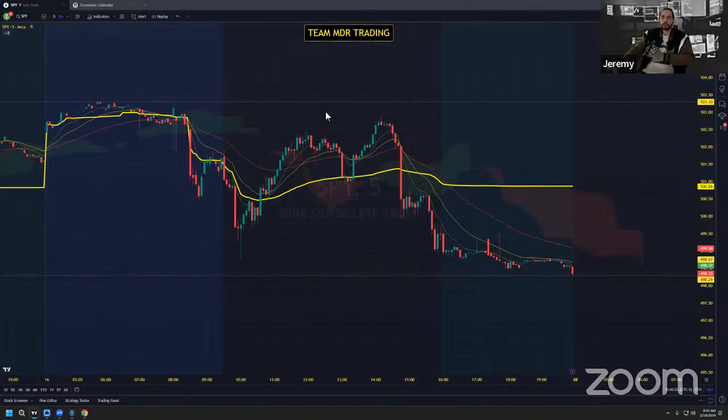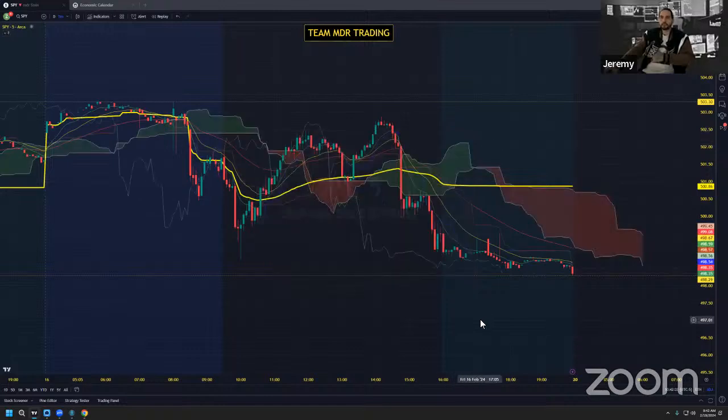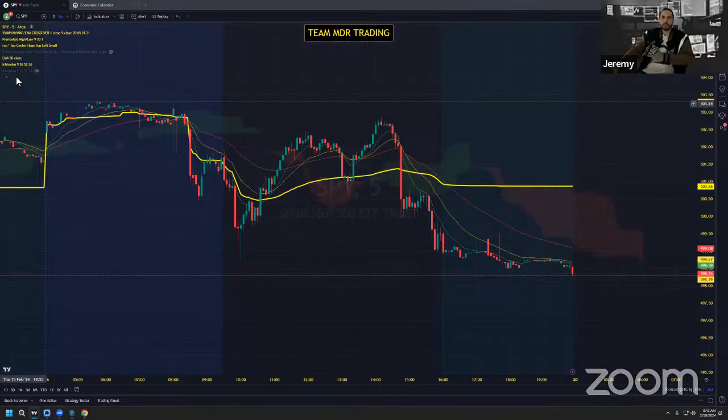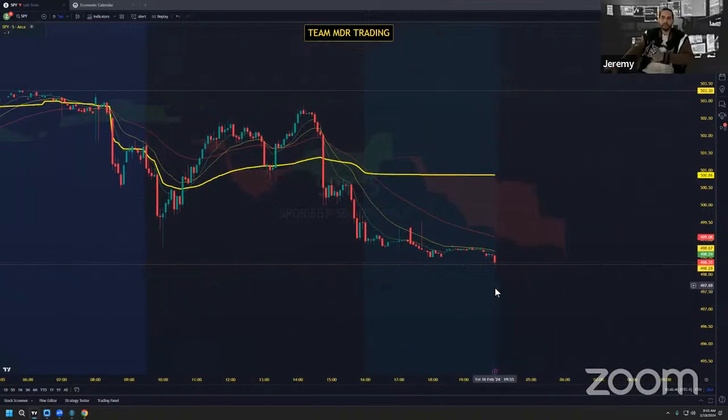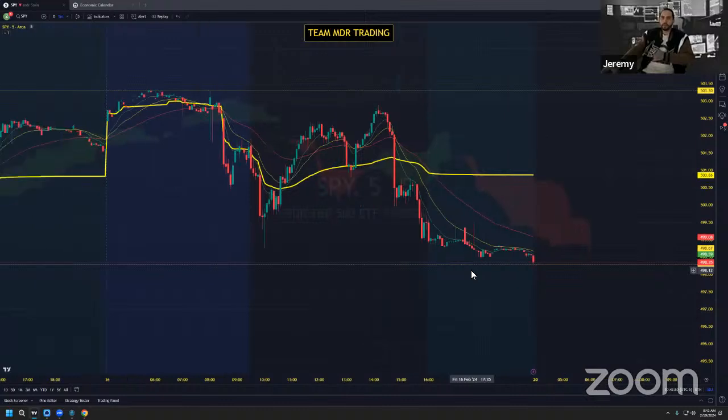The Ichimoku cloud, I use it differently. If you guys know what the Ichimoku cloud looks like, this is what it looks like naturally. But I go into my own settings, make my own settings just like with a lot of indicators, and I make it look like that. Basically, I use the Ichimoku cloud as buy and sell orders. Another supply demand, resistance support type of method.